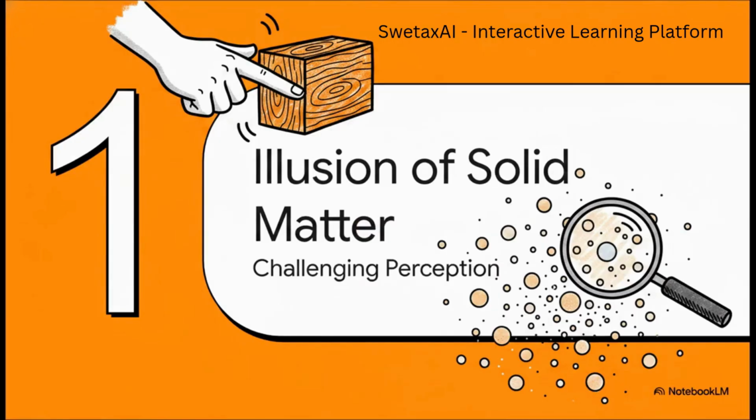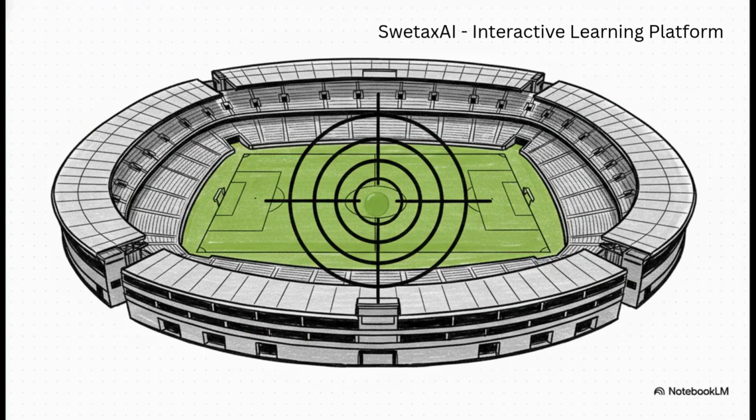Section 1. The illusion of solid matter. Okay, let's dive into this and actually challenge our everyday perception of the seemingly solid world around us. We think of the world as undeniably solid, right? The desk you might be sitting at, the floor beneath your feet. Our everyday experience tells us that matter is dense, heavy, and continuous. But to really grasp the true nature of the atom, we have to completely look past that feeling.